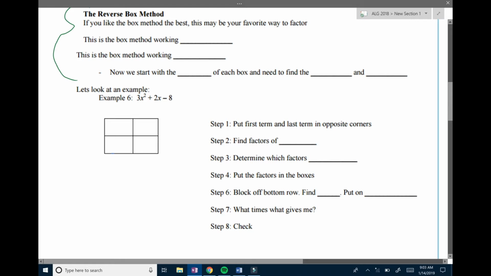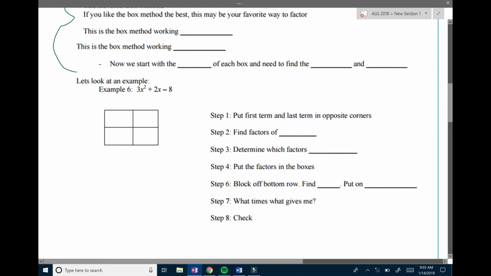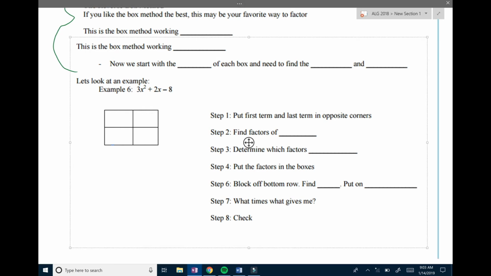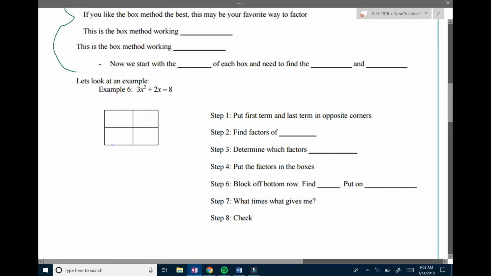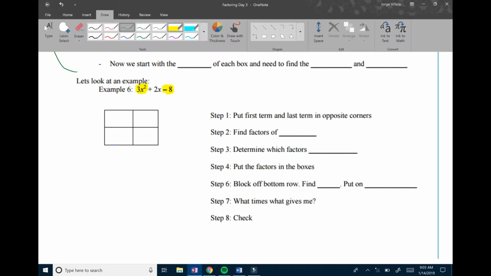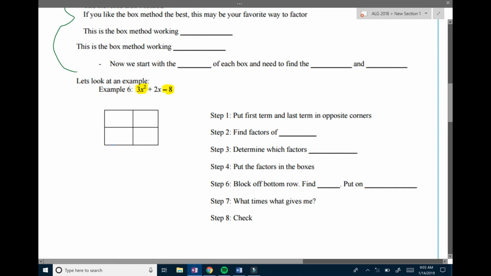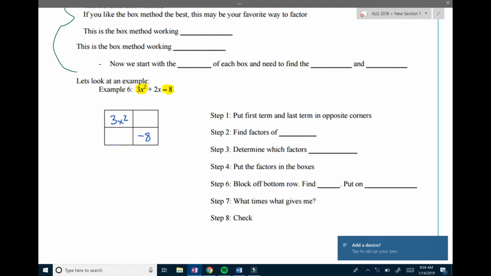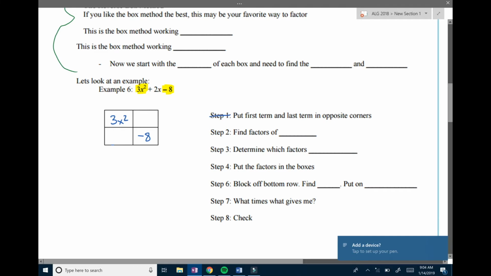Alright, so again, this is the reverse box method. Okay, so step 1 in the reverse box method is to take your first and your last term and put them in opposite corners. So your first term is that 3x squared. So go ahead and put that 3x squared in one box. The last term is negative 8. Okay, and you're taking the whole thing, you're not just taking the numbers. So you'll put your 3x squared here and your negative 8 here. Alright, that's all you do with that first step. So step 1 is done. Put the first and last term in opposite corners.